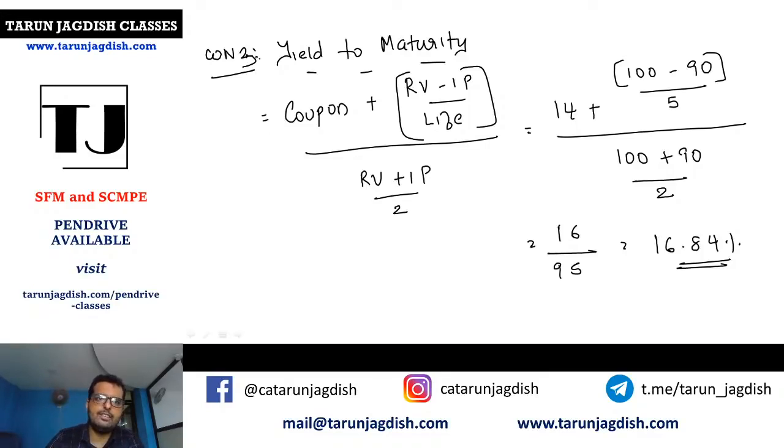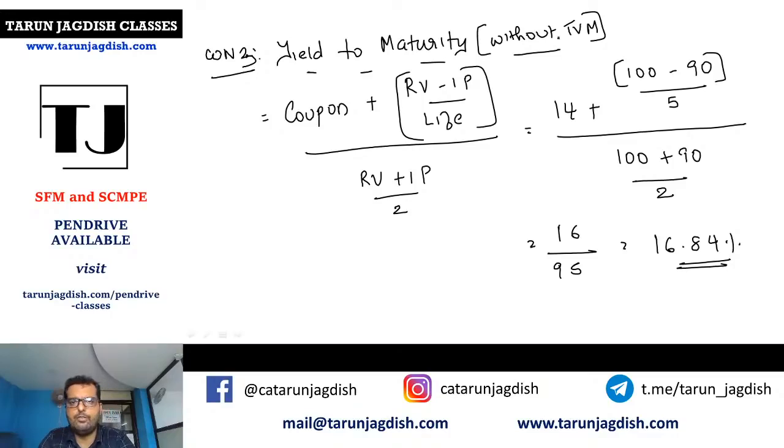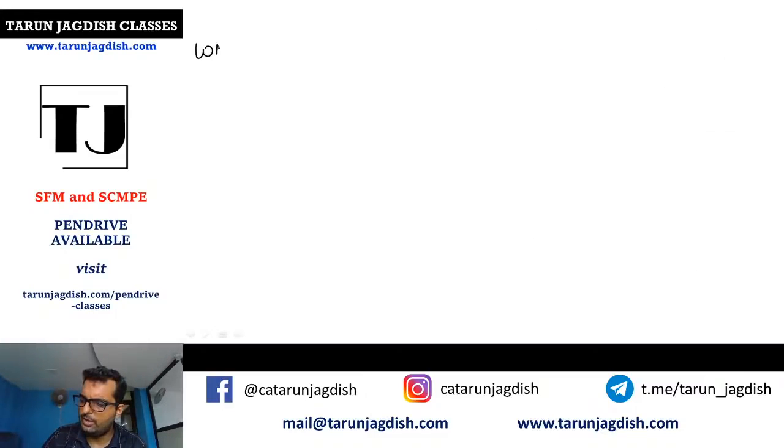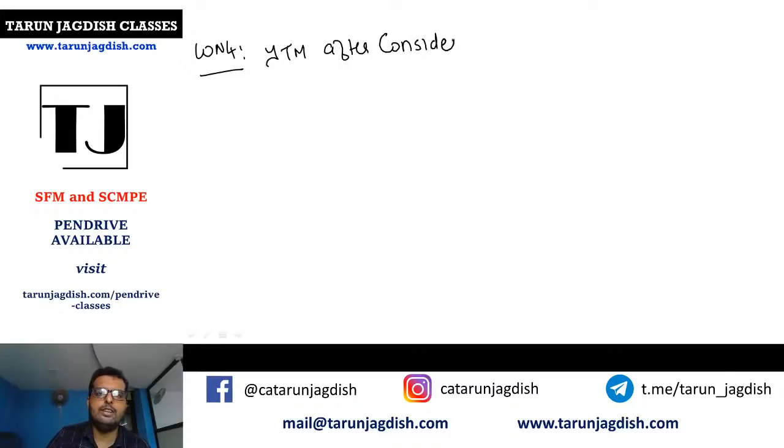Alright friends, so you got the answer as 16.84. Friends, this is without time value of money. Am I right? As I told you, from an exam point of view, if you find this out it is enough. But for my satisfaction, I would like to find out yield to maturity after considering time value of money, which is the accurate IRR, so that this question gives you 100% exposure. So I'll write down now working note number 4, yield to maturity after considering time value of money.